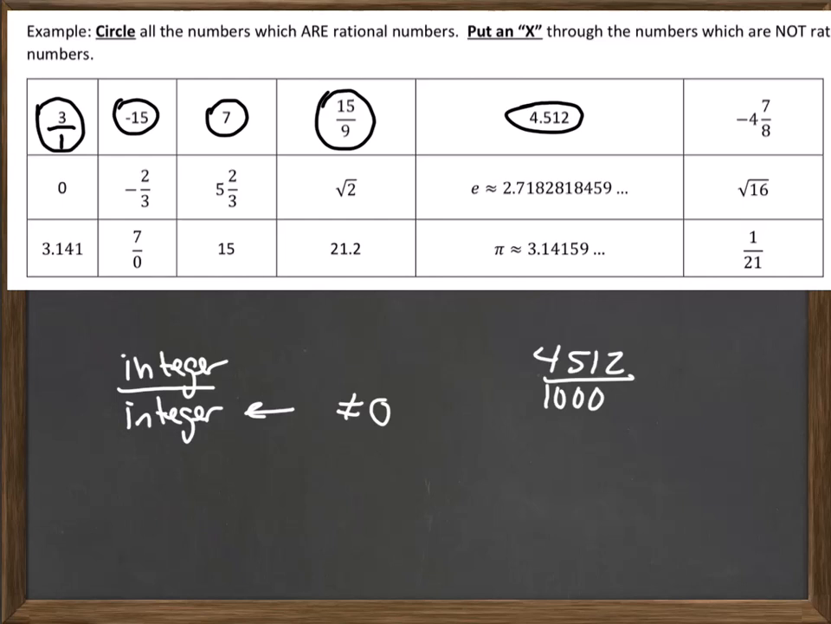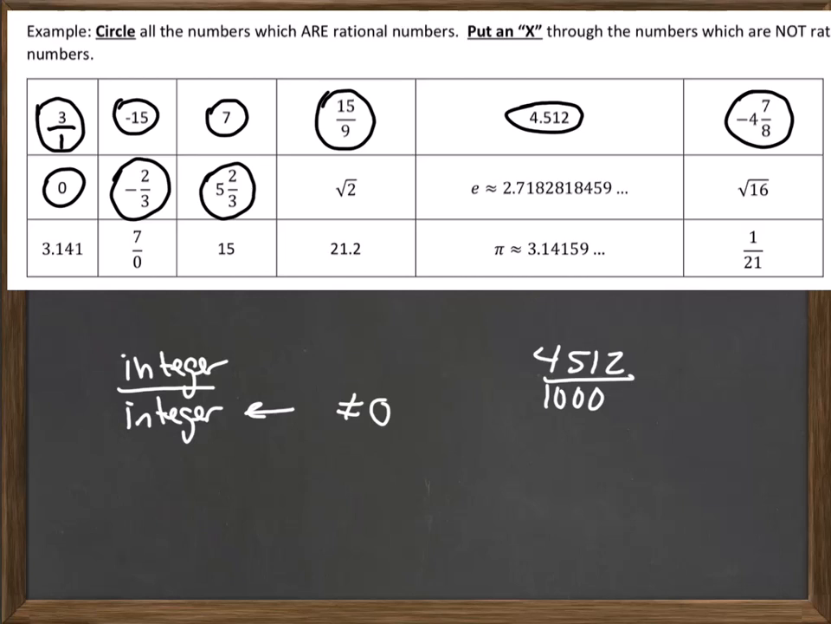How about negative 4 and 7/8? Well, this is what's called a mixed number. Mixed numbers can be and should be converted to improper fractions, and you can watch a video on that as well. Once you convert it to an improper fraction, it looks exactly like a rational number. It's a ratio of 2 integers. Okay, 0. 0 is an integer. We said all integers are rational numbers. Negative 2/3 is a ratio of 2 integers. 5 and 2/3, that's another mixed number. Again, it's still a rational number.